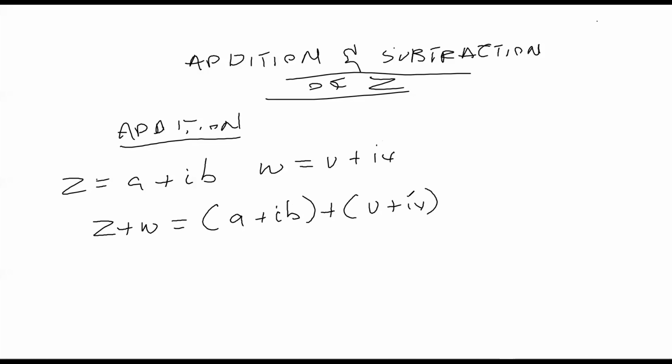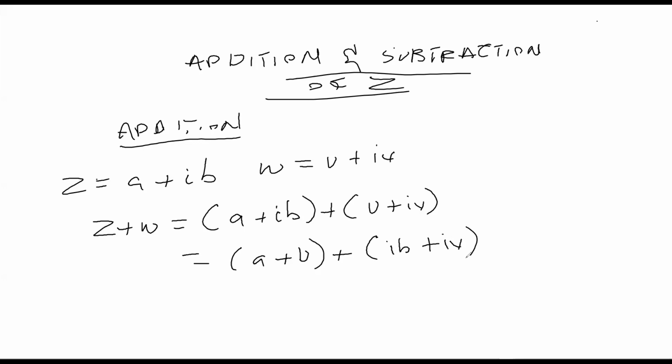u plus iv. Okay, so when we have a situation like this, we get the real parts and add them together, as well as the imaginary parts. So we're just getting like terms in this case. We get a and u, add them together, so we're going to have a plus u. Then we're also going to get ib plus iv.